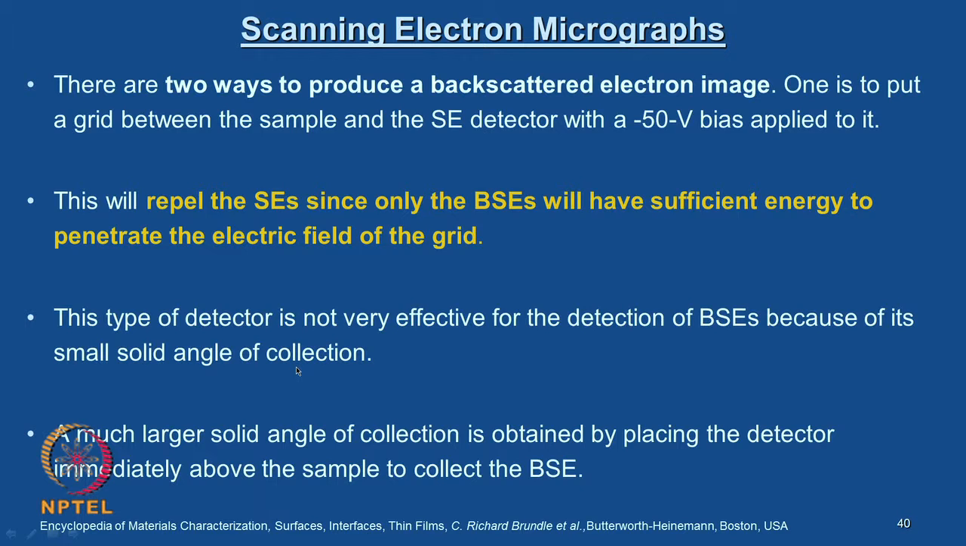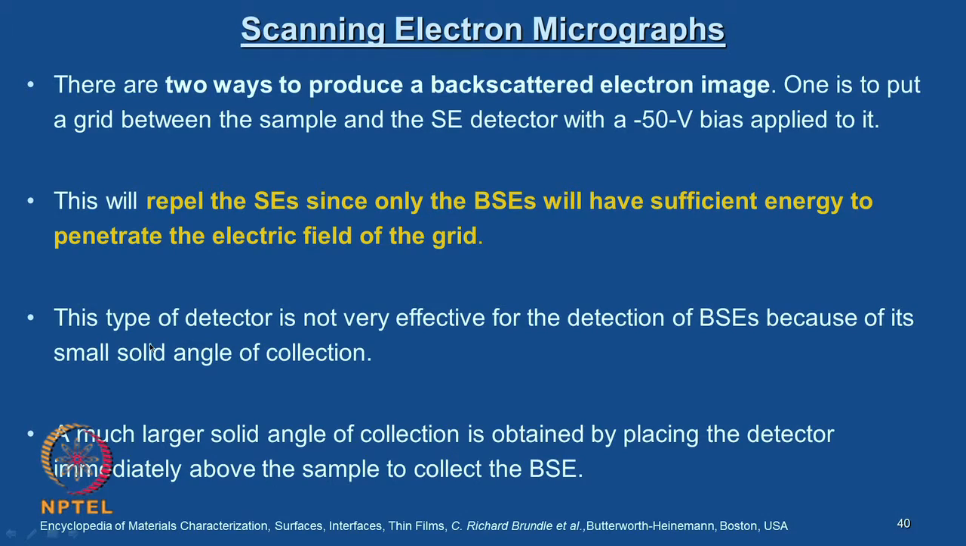We will look at the detector system and its details a little more as we go along, and right now we are discussing how these signals are collected and what is the immediate effect of these two individual signals on image formation. A much larger solid angle of collection is obtained by placing the detector immediately above the sample to collect the BSE.